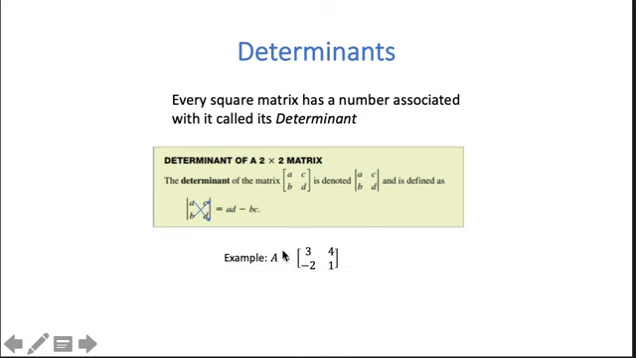Here's an example. So for matrix A, to find the determinant, we're going to multiply 3 times 1 and subtract negative 2 times 4. 3 times 1 minus negative 2 times 4. The notation for determinant looks like this. So the determinant of A is equal to 11 because it's 3 plus 8.